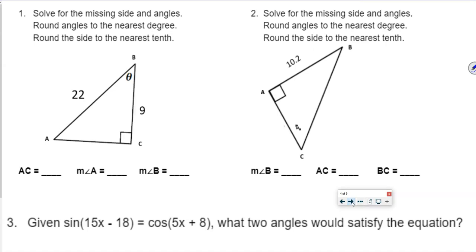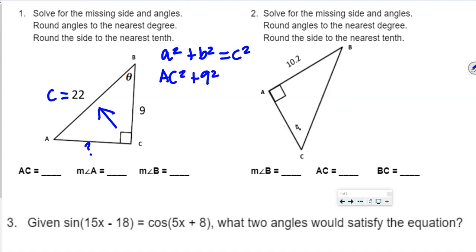So first of all, it says solve for the missing side and angles, round to the nearest degree, round the side to the nearest tenth. So it's asking us to find AC, that's the side right here. So I'm going to use Pythagorean's theorem, and I know that this is my hypotenuse, which means it's going to be my C, and I'm going to use the equation a squared plus b squared equals c squared, okay? So I'm going to make AC my A, and I'm going to make the 9 my B, and I'm going to make the 22 obviously my C.